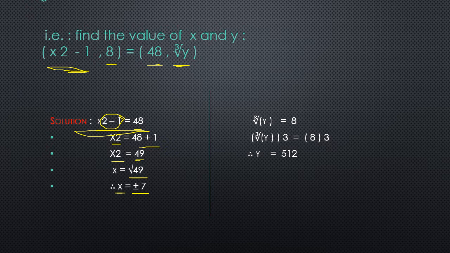And on the right side, we put the second projection of the first ordered pair equals the second projection of the second ordered pair. The equation will be cube root of y equals 8. To cancel the cube root, we raise both sides to the power 3. Okay, then the answer will be y equals 512.